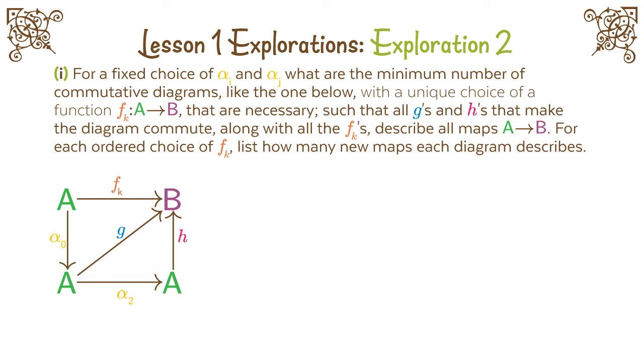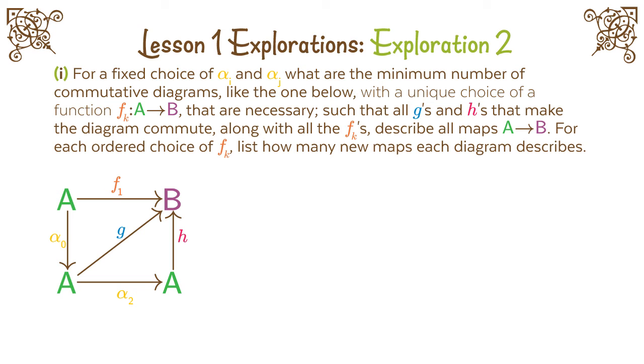It doesn't matter which we choose. Remember, because 1 is determined by the other composed with alpha 2. I'm going to choose alpha 0. If we make our first choice for fk, F1 seems the obvious choice, we see that we get 5 maps.